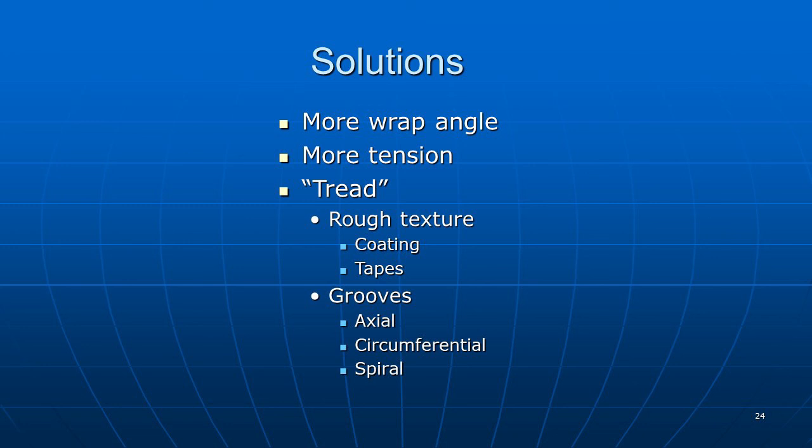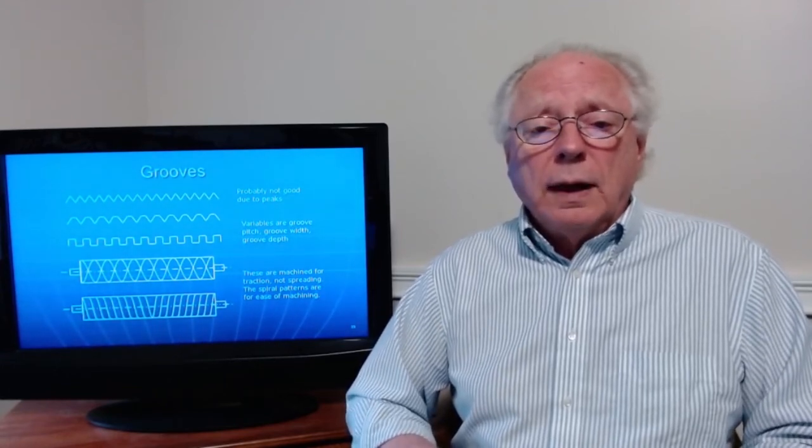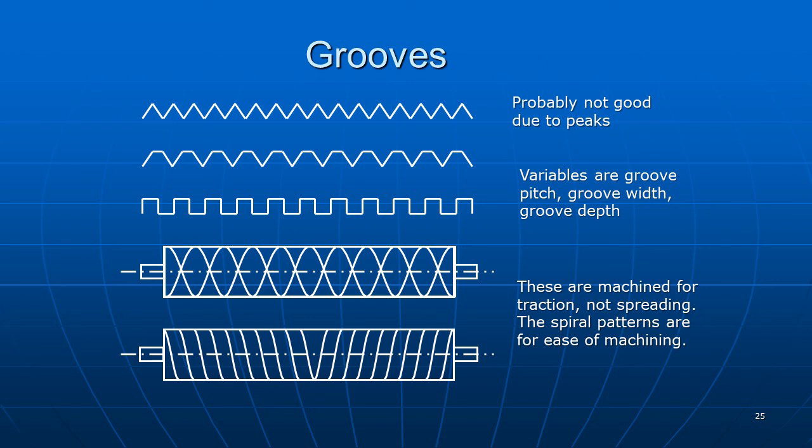Another common solution is grooves in the idler. These might be machined axially across the width of the roller, circumferentially, or in some spiral pattern. Designing grooves is a whole science in itself. You probably don't want nice, sharp, peaky grooves because they can scratch your web. It's nice to have some flat lands on top so that you don't do any scratching. You can have nice rectangular grooves. That works fine. I've seen rollers with spirals cut in them.